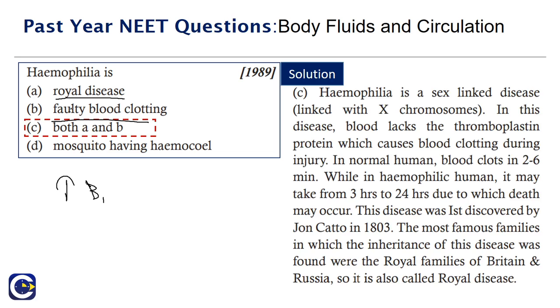Let's look at the explanation. Hemophilia is a sex-linked disease, X-linked, so it's a recessive disease. In this disease, blood lacks thromboplastin protein, which causes blood clotting during injury. In normal blood, the blood clots in 2 to 6 minutes, while in hemophilic humans, it may occur from 3 to 24 hours, due to which death may occur. This disease was first discovered by John Cato. The most famous families in which inheritance of this disease was found were the royal families of Britain and Russia. So it is also called royal disease.